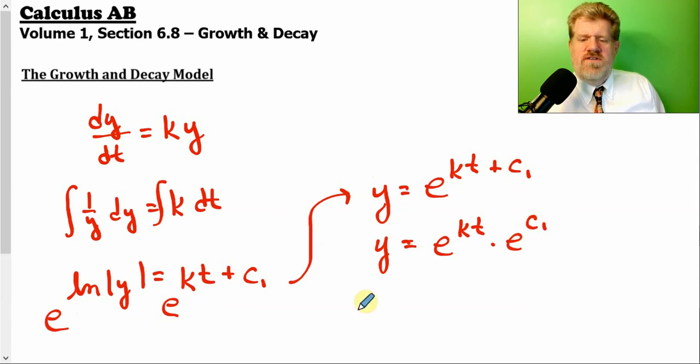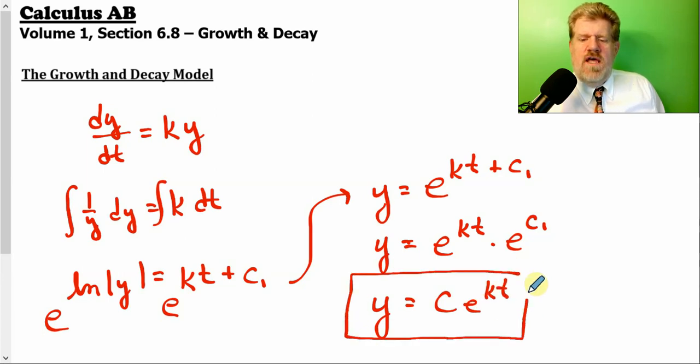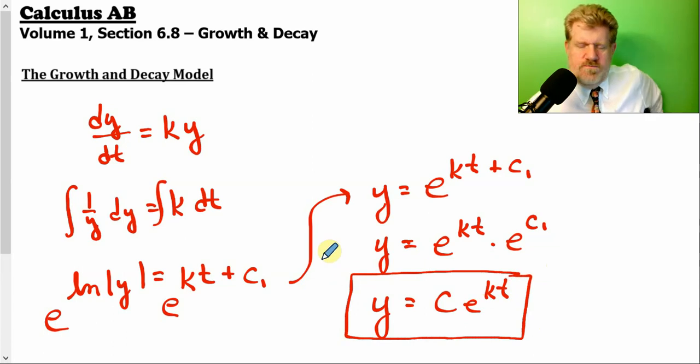So we're going to call e to the c1 just a giant capital C. And now we have the exponential growth and decay function. Formula, we really should call it. Now, does that look familiar to you? If you remember last year, remember PERT?